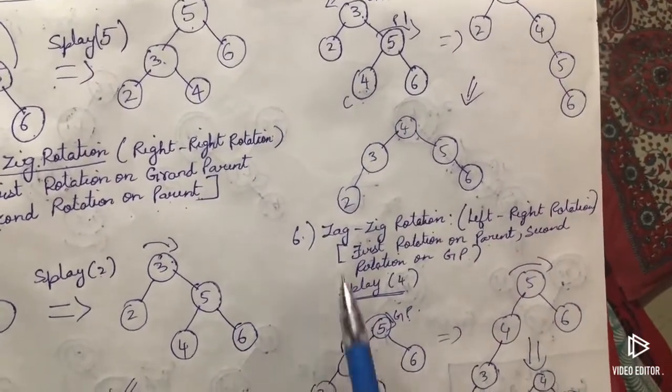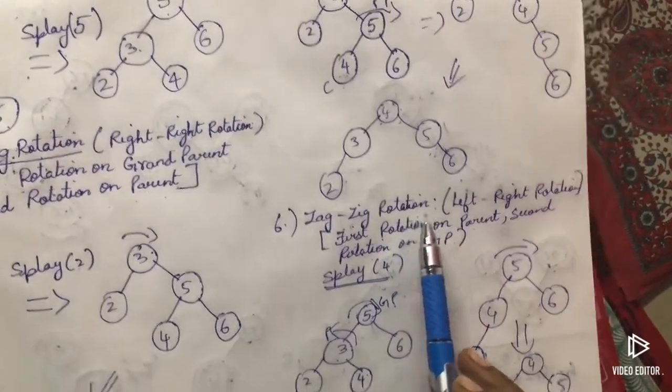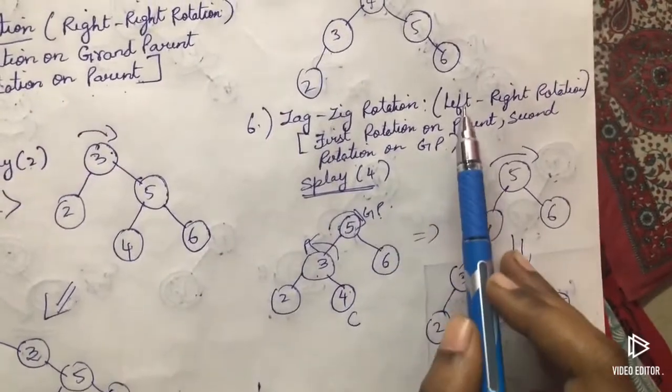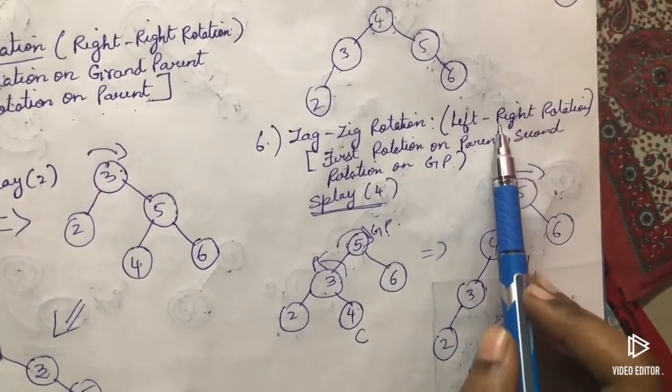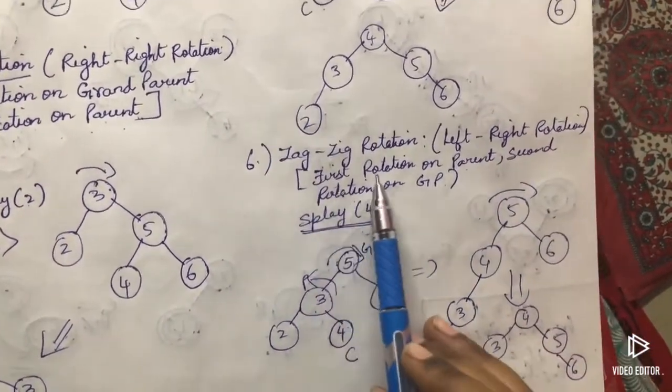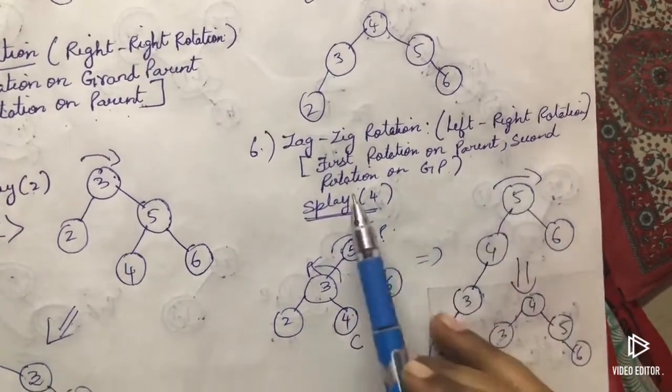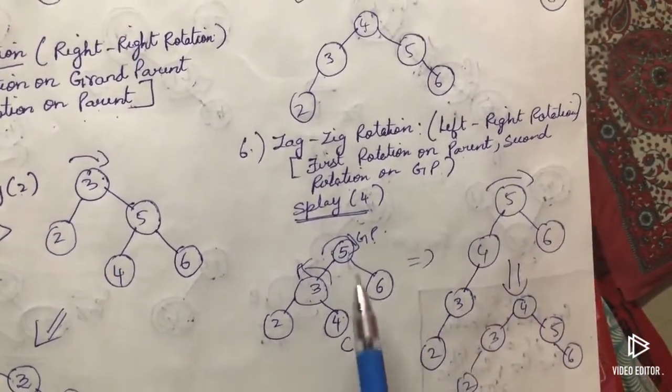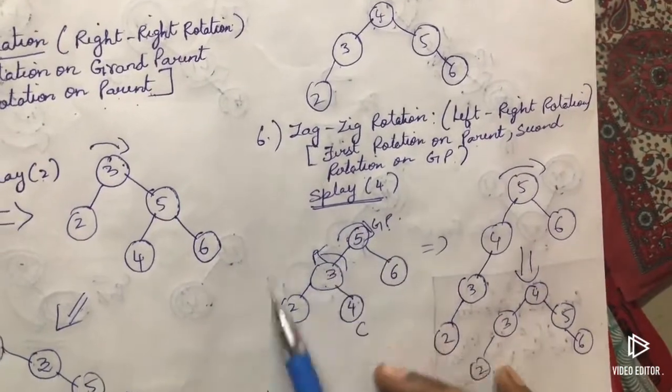Now the same zag-zig rotation we have to follow. In zag-zig rotation, first left side, then right side rotation. So first rotate on the parent, then second rotate on the grandparent. So we have done this. So splay of 4, this is the diagram.